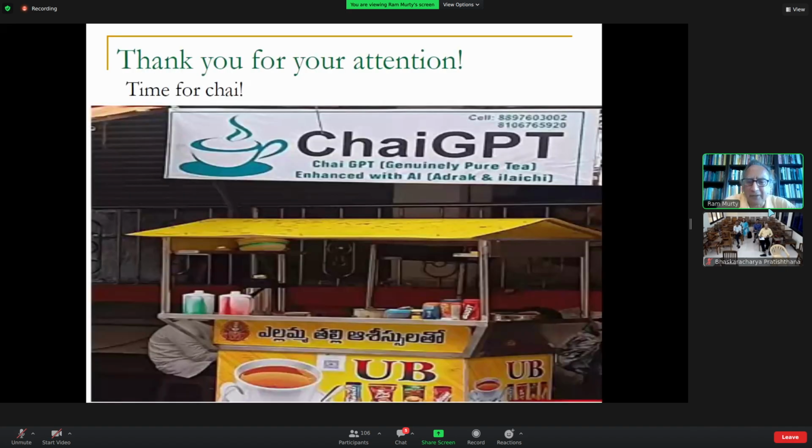Time for chai. So there we go. Chai GPT, genuinely pure tea. That's what GPT stands for. AI stands for adrak and ilaichi. So this is apparently a tea stall in Andhra Pradesh because that's Telugu down at the bottom of the screen.